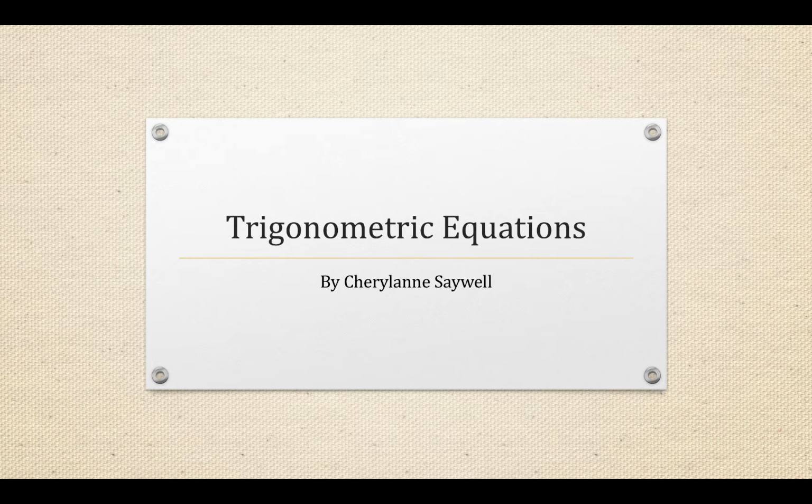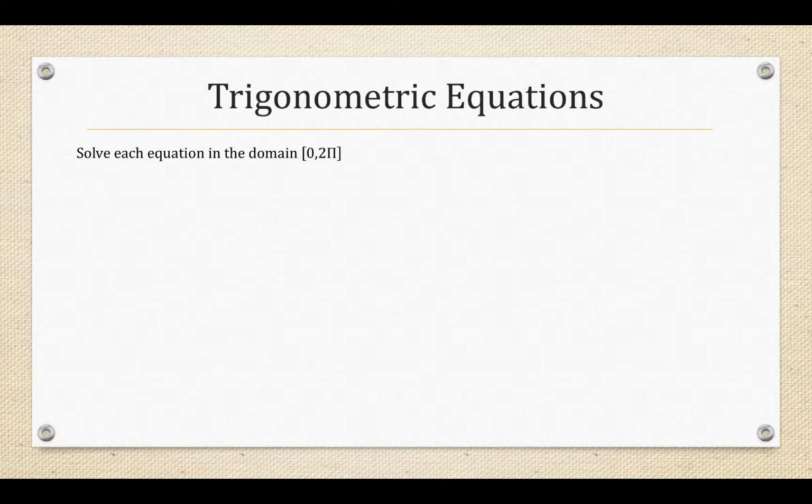Today we're looking at trigonometric equations. The two questions that we've been asked to look at are the following. To solve each equation in the domain from 0 to 2 pi radians. And our first equation is cos x is equal to 0.34. Our second equation is that sine alpha is equal to -1 over the square root of 2.